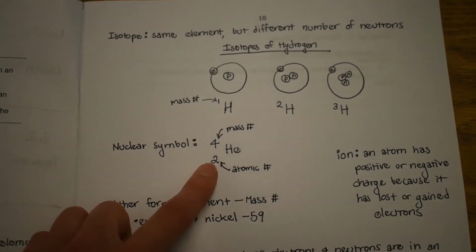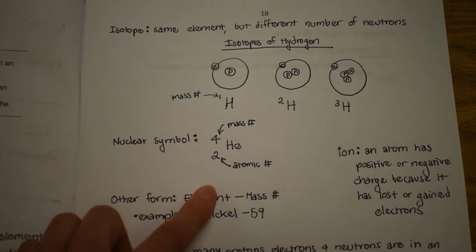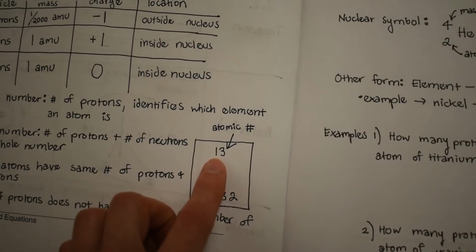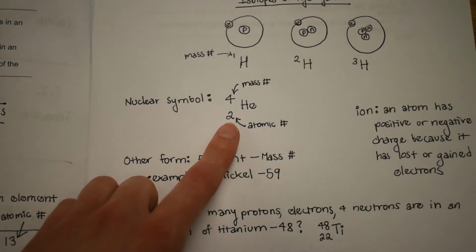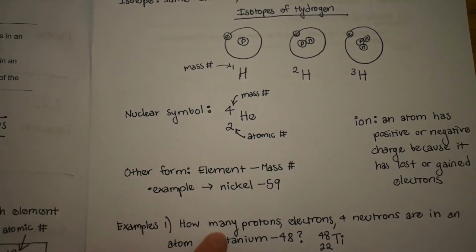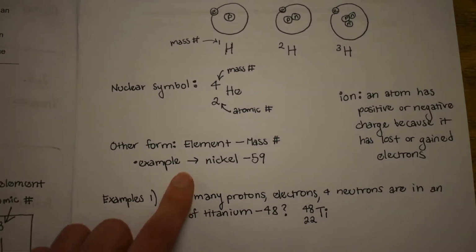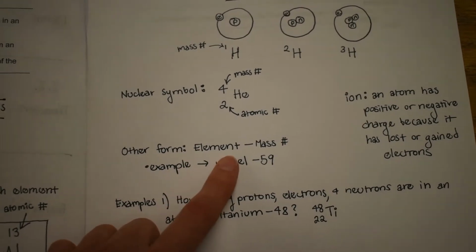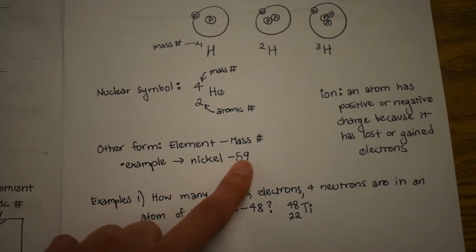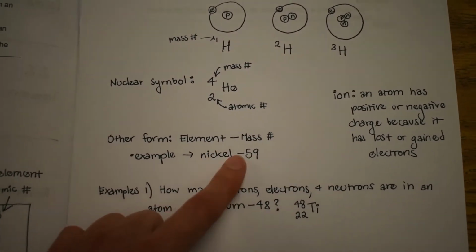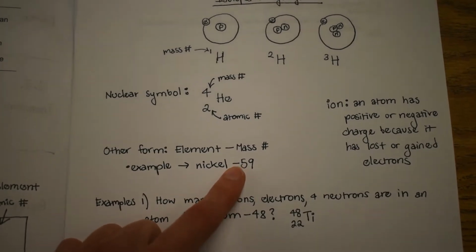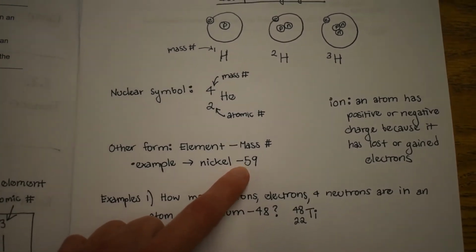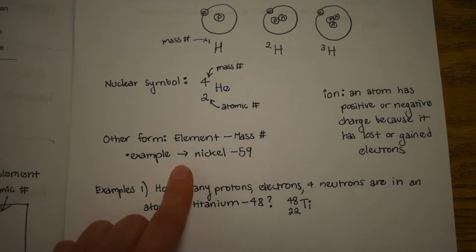Now, just be aware, this is opposite of the way it is on the periodic table. The periodic table has the atomic number at the top, but this symbol has the atomic number down here, so that's a little different. You can also sometimes see isotopes written with just the name of the element, and then a dash, and then the mass number. So like nickel-59 is nickel with a total of 59 protons and neutrons.